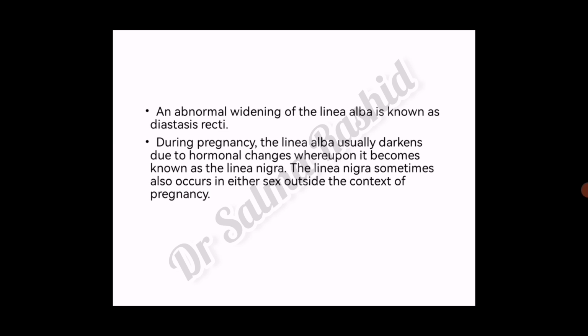An abnormal widening of the linea alba is known as diastasis recti. During pregnancy, the linea alba usually darkens due to hormonal changes, whereupon it becomes known as linea nigra. The linea nigra sometimes also occurs in either sex outside the context of pregnancy.